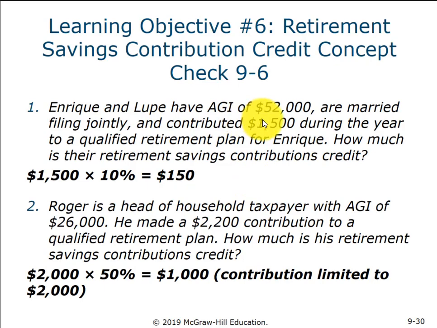So, have AGI of 52, married filing jointly, contribute $1,500 during the year. 1,500 times 10% based on the chart we looked at. Under 64,000, so a $150 credit. Roger has a much lower AGI, and contributed 2,200, so he's entitled to 50%. But remember, a maximum of $2,000 contributed can be considered. So his credit is only $1,000. That's in addition to the deduction that he would have for the 2,200.